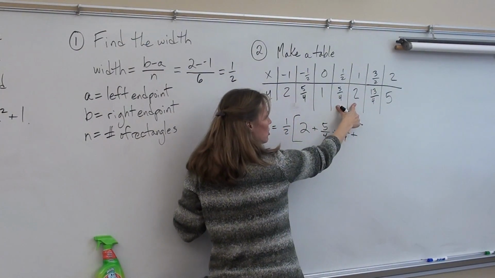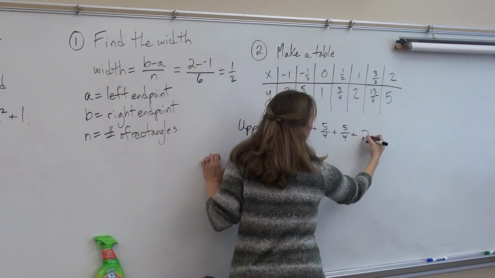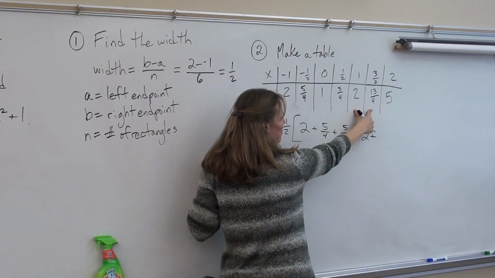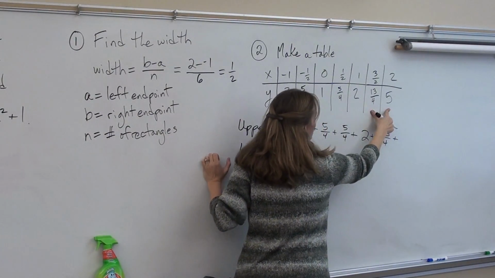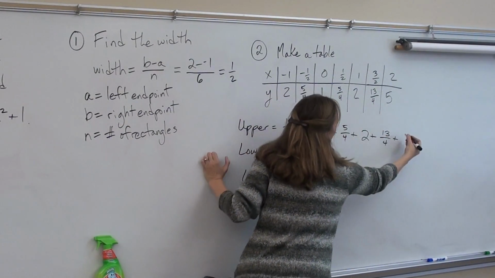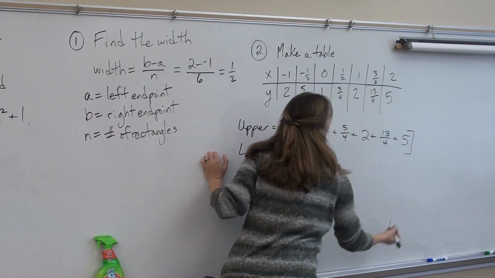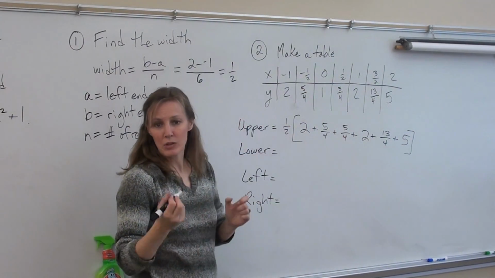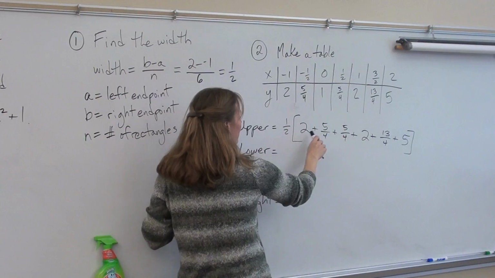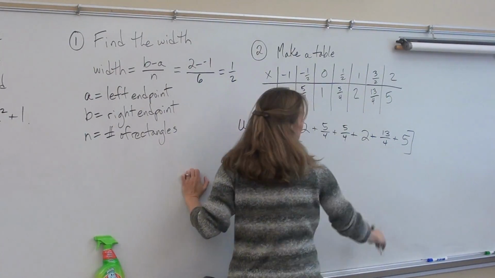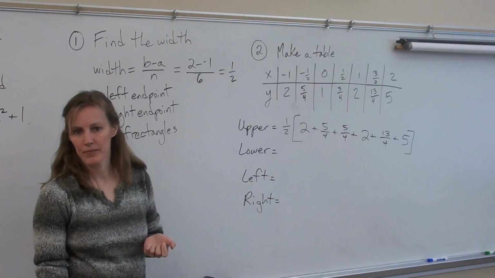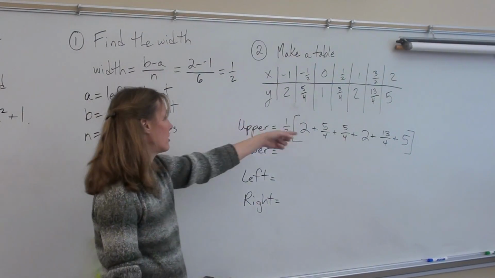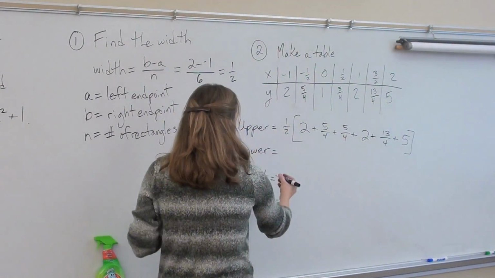Between 5/4 and 2? 2. Between 2 and 13/4? 13/4. And then between 13/4 and 5? 5. 6 rectangles, you should have 1, 2, 3, 4, 5, 6 heights. Right? 6 heights, 6 rectangles. And then you're going to use a calculator to figure out the answer, which we'll do in a minute.